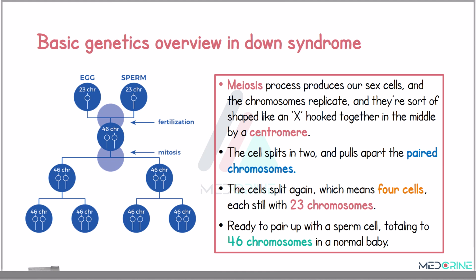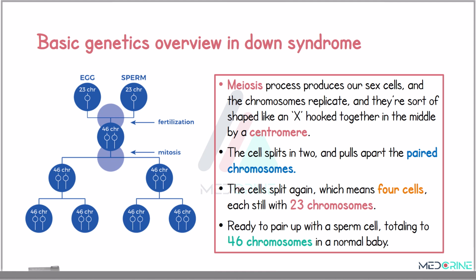During meiosis, there is a production of sex cells, and these chromosomes replicate after that, and they are sort of shaped like an X which has been hooked together in the middle by what is known as a centromere. Then this cell splits into 2 cells and pulls apart the paired chromosomes. So in each of these cells you have only 23 chromosomes.